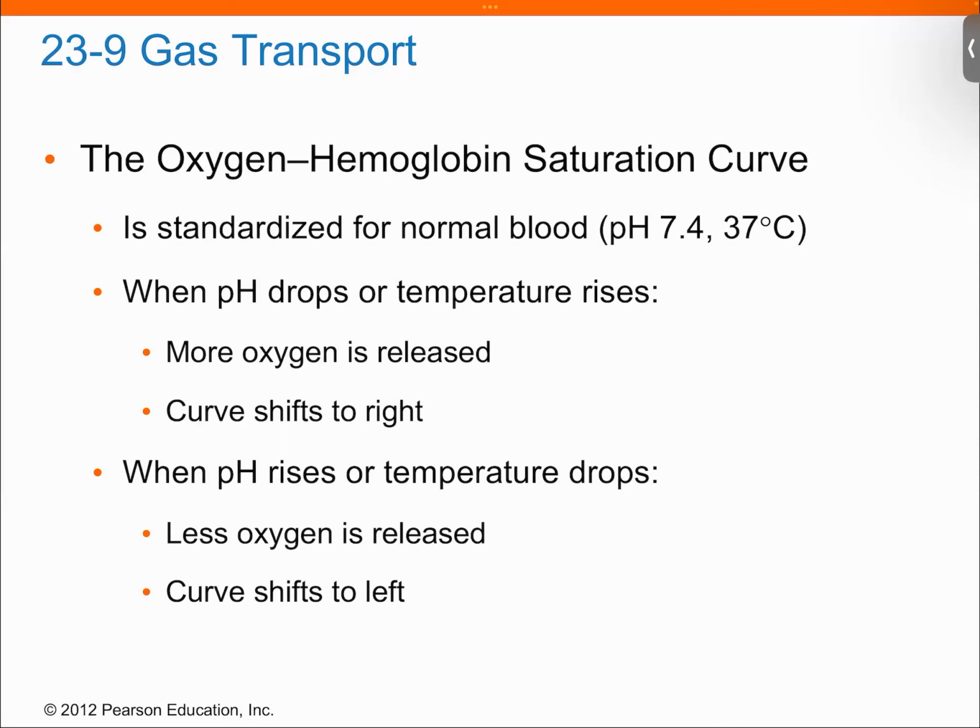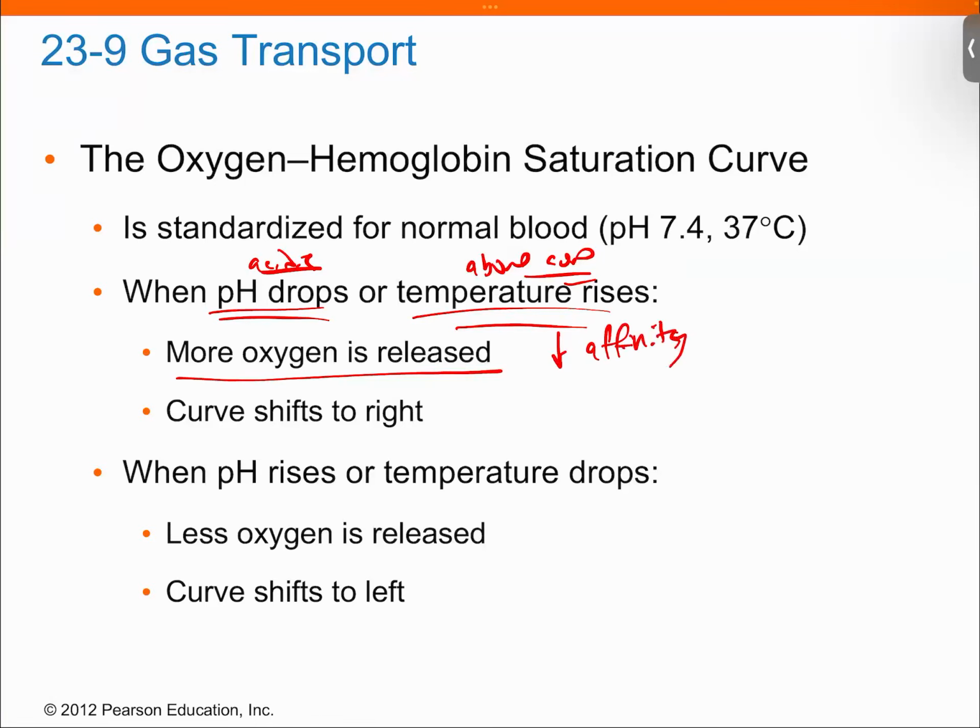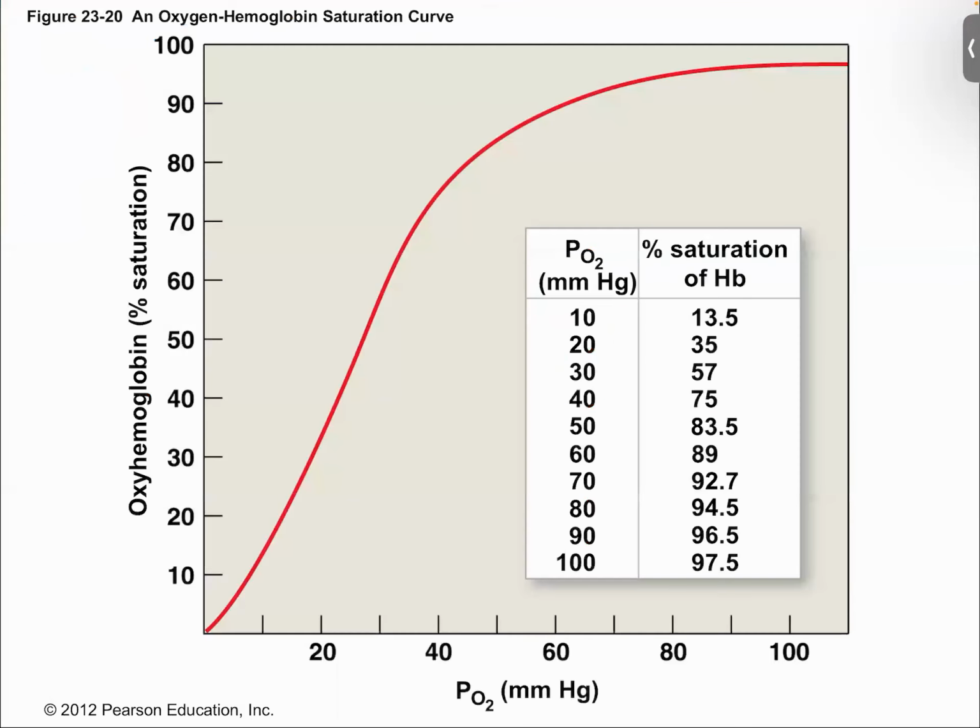So basically, when you take a look at your saturation curve, we want to look at a couple of metrics, temperature and pH, and see how they affect the saturation curve. That's, say, the affinity of these particular things. So the first thing we're going to do is look at pH. When pH drops, that means it becomes acidic. Or when the temperature rises, that basically means above core. What that means is more oxygen is going to be released from hemoglobin. It reduces affinity because it's releasing it, it's letting it go. And this gives you a rightward shift of the curve.